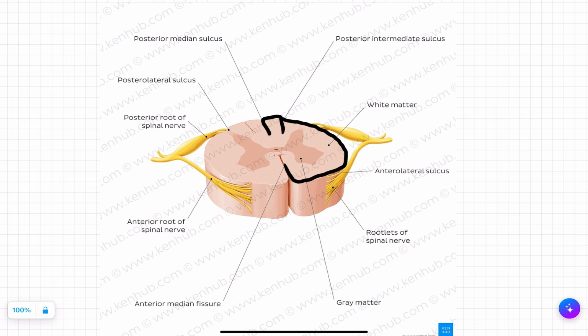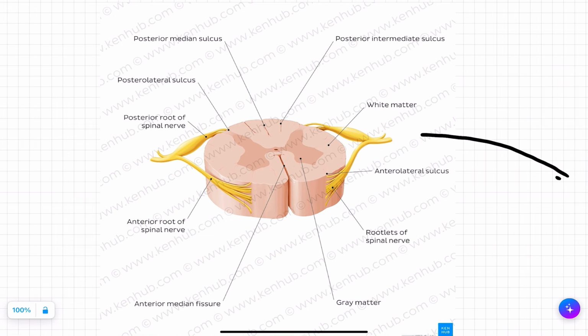So this is your spinal cord. As you see, all the features, the sulcus and everything. Talked about it earlier. Now see, this is a spinal nerve. The spinal nerve has two branches, the posterior branch and the anterior branch. The anterior branch and posterior branch.